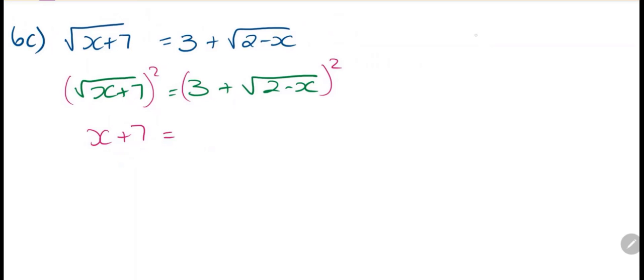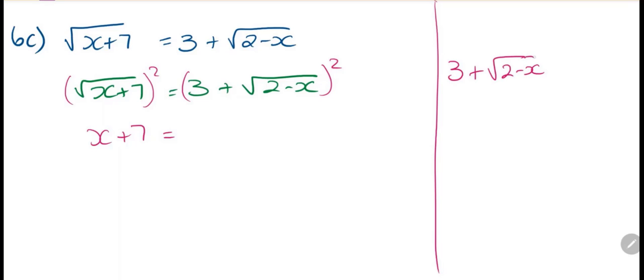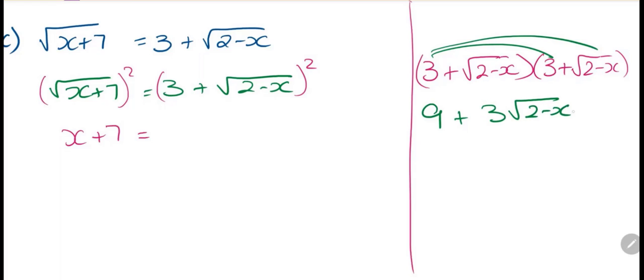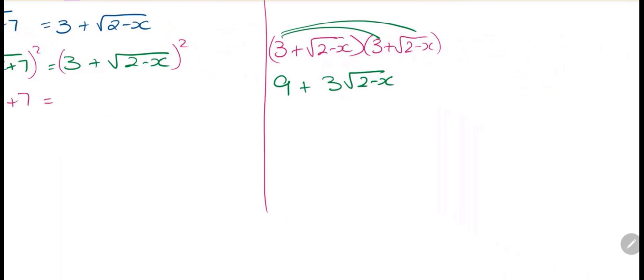So we've got just (3 + √(2 − x)) multiplied by (3 + √(2 − x)). When we do this, 3 times 3, we'll have 9. And we'll have 3 times root 2, so this will be plus 3√(2 − x).